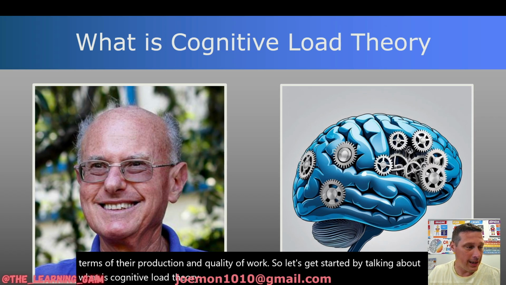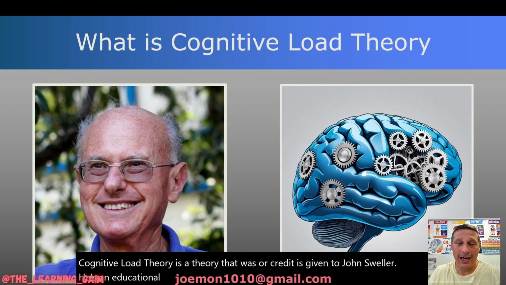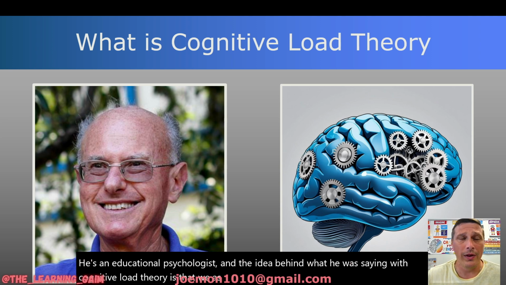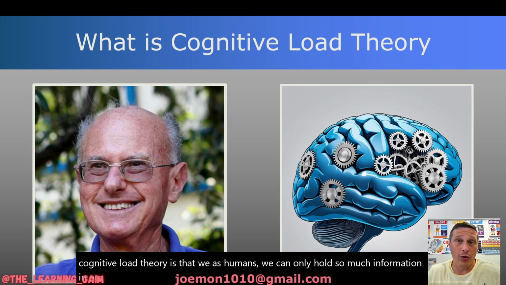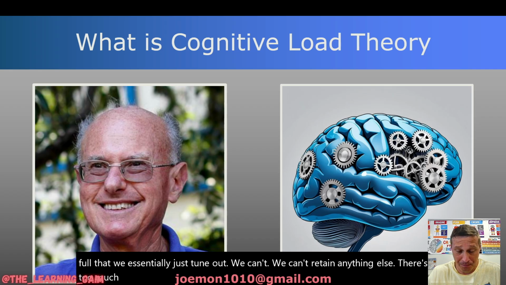Cognitive load theory is a theory that credit is given to John Sweller. He's an educational psychologist, and the idea behind what he was saying is that we as humans can only hold so much information in our working memory or our germane memory before it becomes so clogged and full that we essentially just tune out. We can't retain anything else. There's too much already in there.